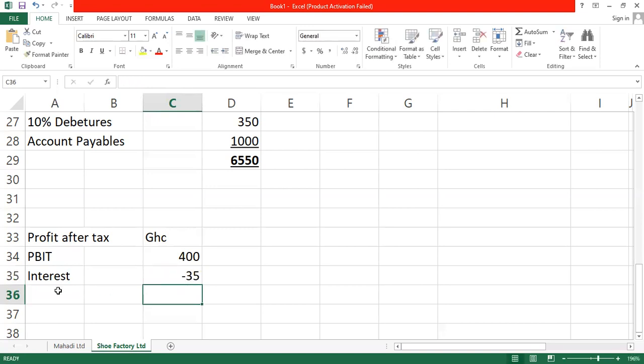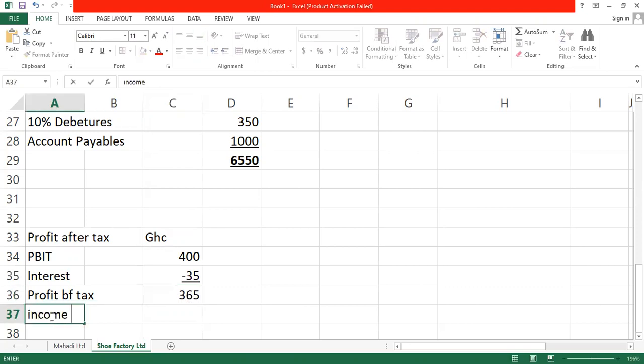So what will be the profit before tax, rather? Profit before tax is 365. Okay. So our income tax rate is what? 25%. So we calculate 25% on what? On the profit before tax. Are we okay?